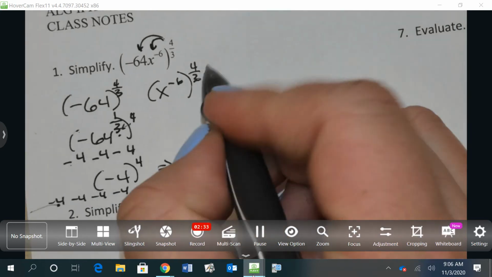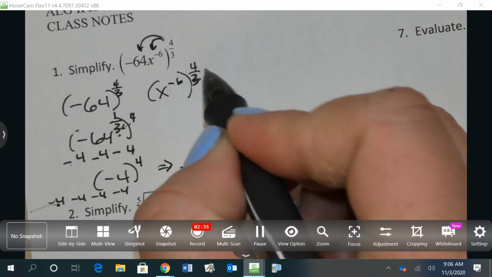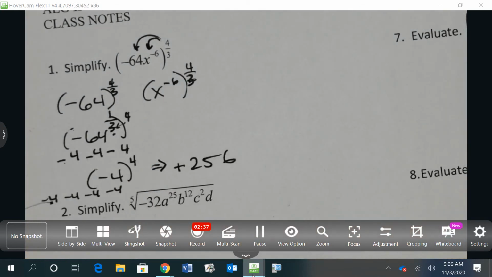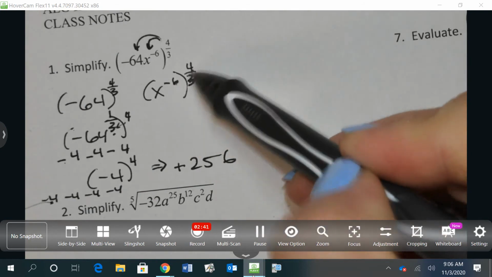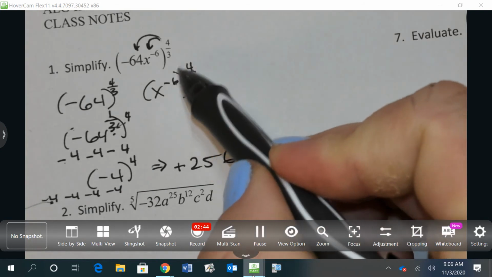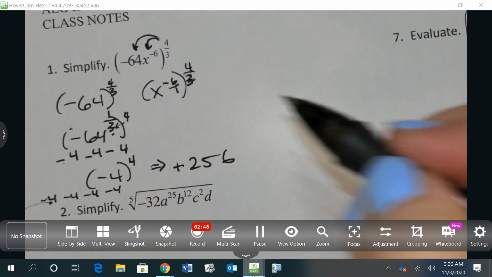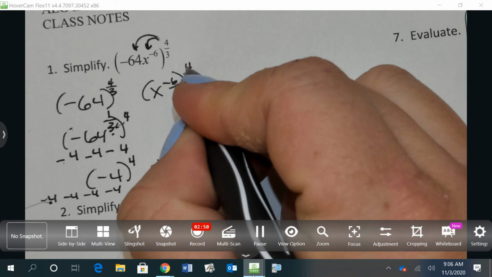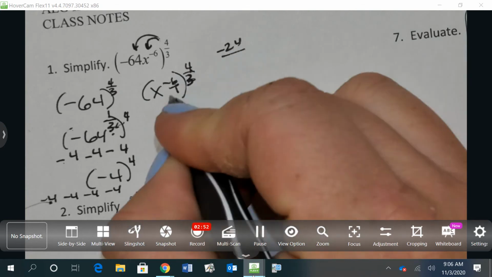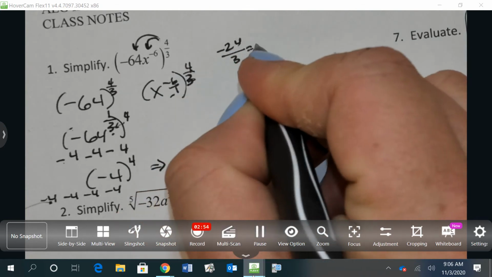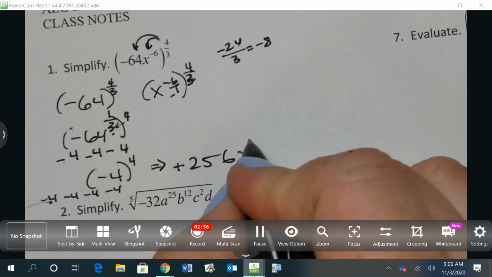Okay, coming back up here, I have 4 over 3. So I'm going to take that fraction and I'm going to distribute it. When you have a power to a power you multiply. A common misconception is this negative 6 should be multiplied times the top and bottom. Not true. It only gets multiplied by the top. Negative 6 times 4 is negative 24. 1 times 3 is 3. When you divide, you end up with negative 8.